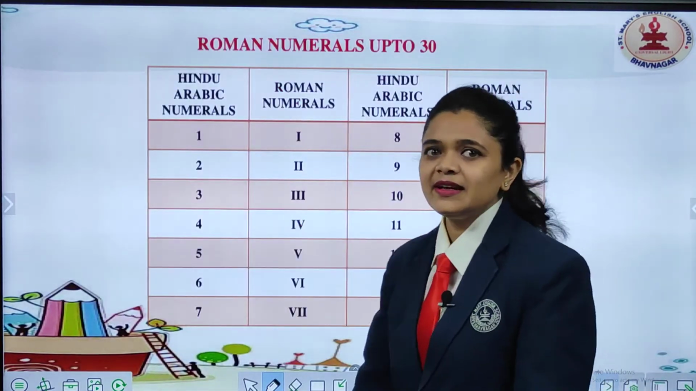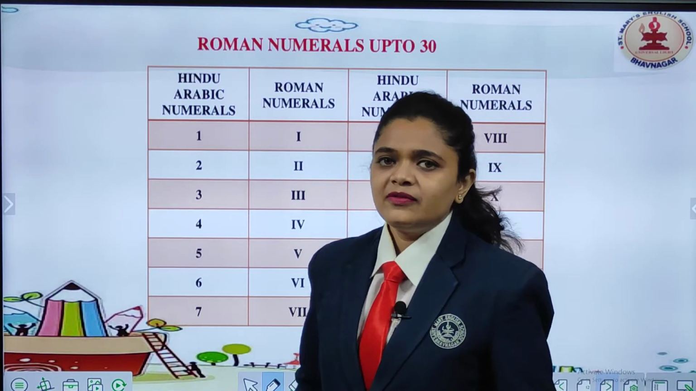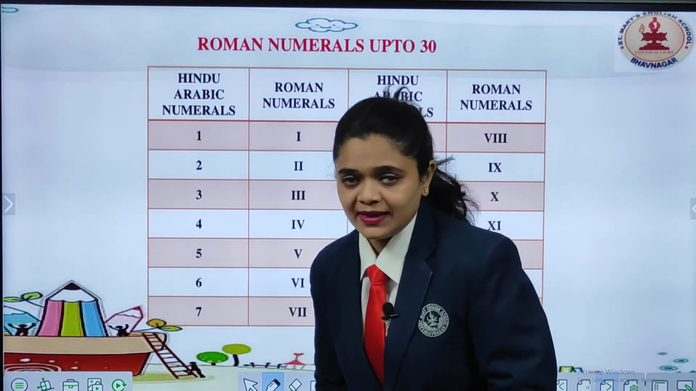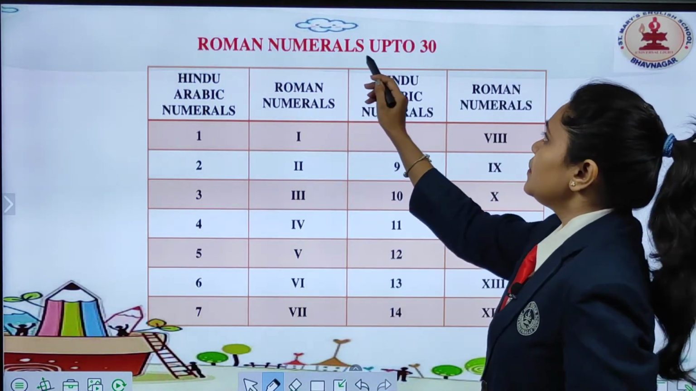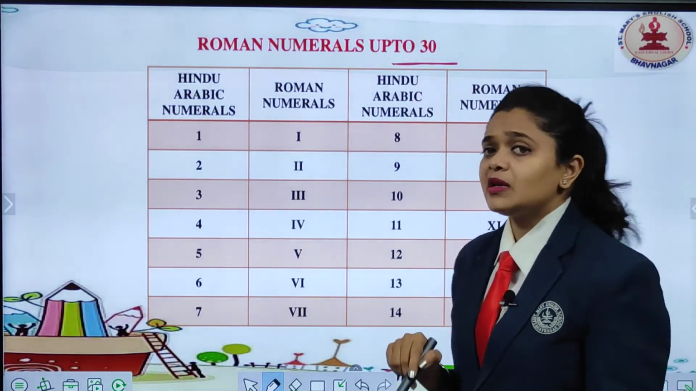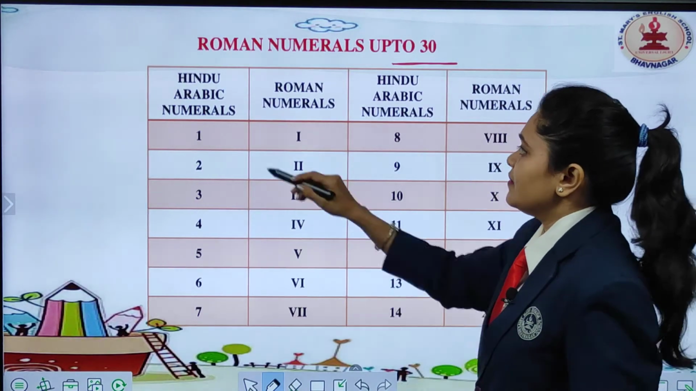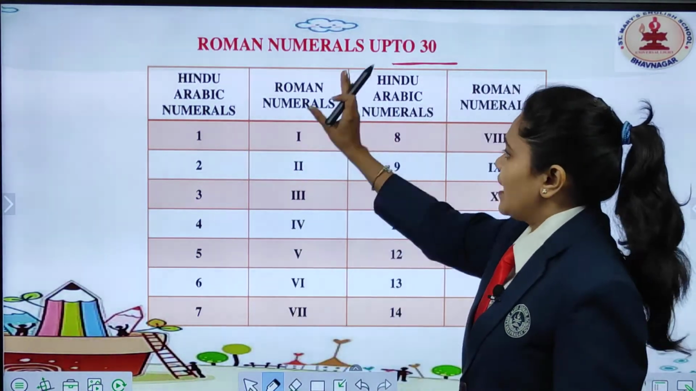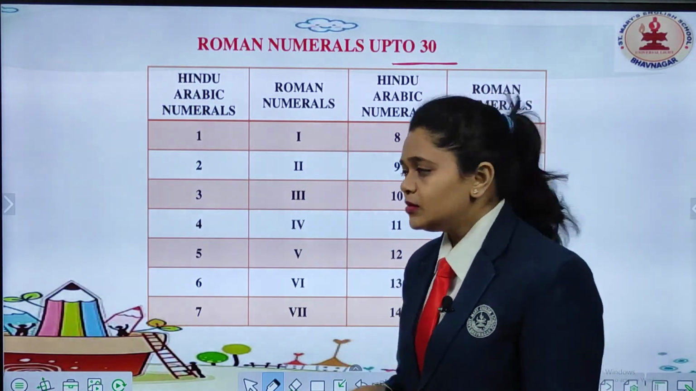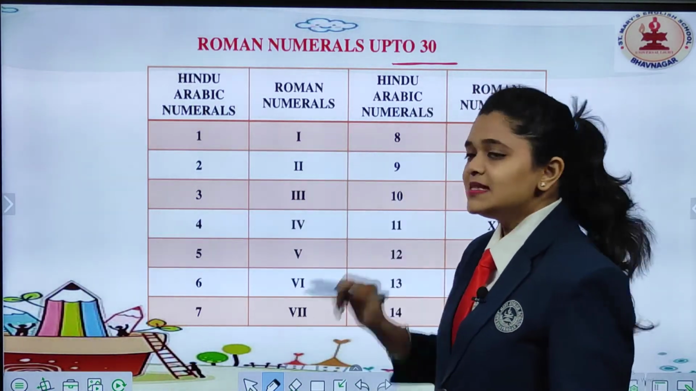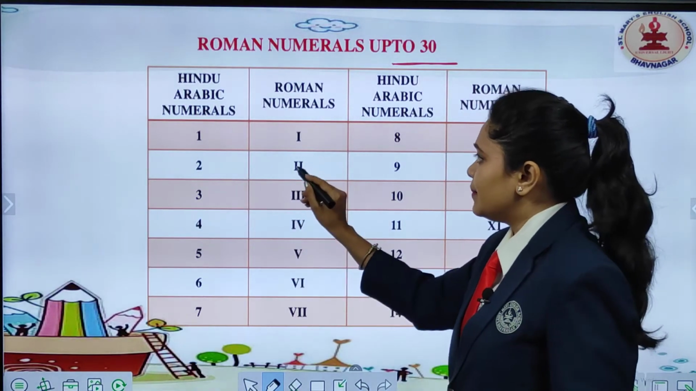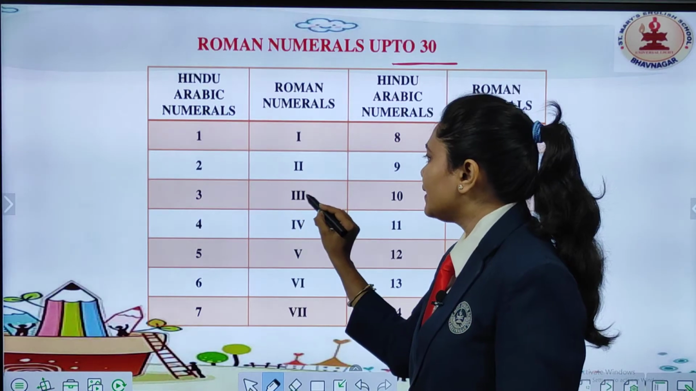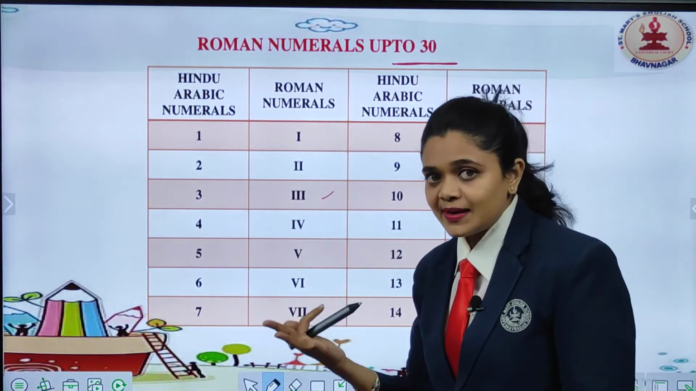Over here children, I have made a table for you. Either you can remember this or you can go through your rules. Let us see. Roman numerals up to 30. We are going to learn up to 30. See, first Hindu Arabic numerals, which you already know, and we have Roman numerals. Let us go through it. 1 is I. 2 means II. 3, III. Okay, 3 times I.